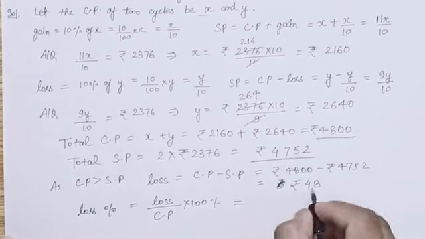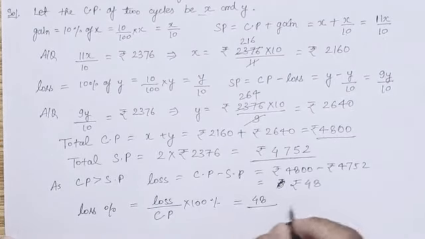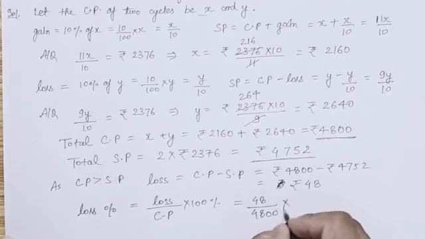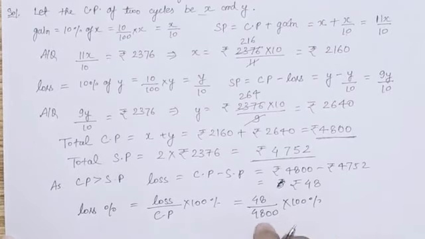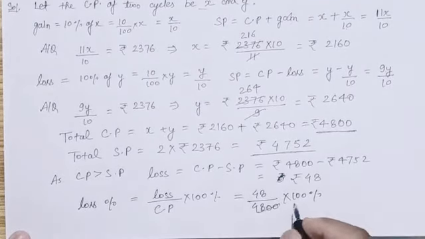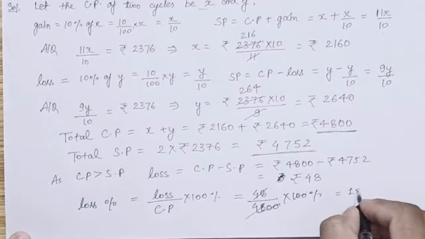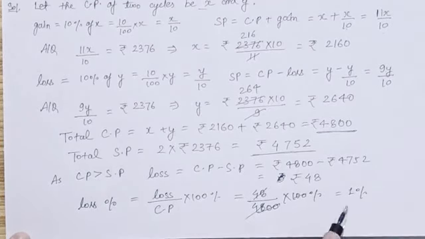So here the loss is 48, cost price is 4800, into 100%. So what we get? 00 cancel out. 48 one time. It is equal to 1%. So there is a loss of 1%. So this is our required answer.